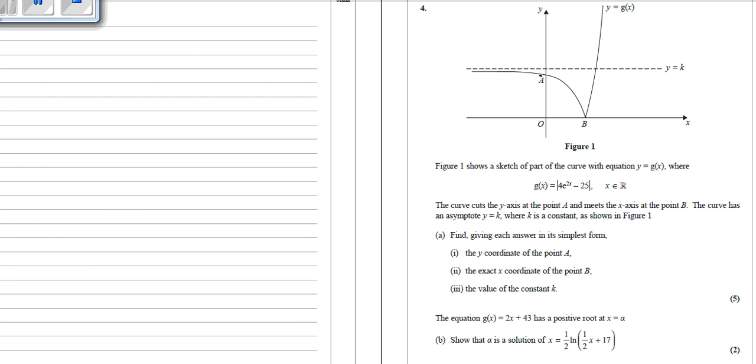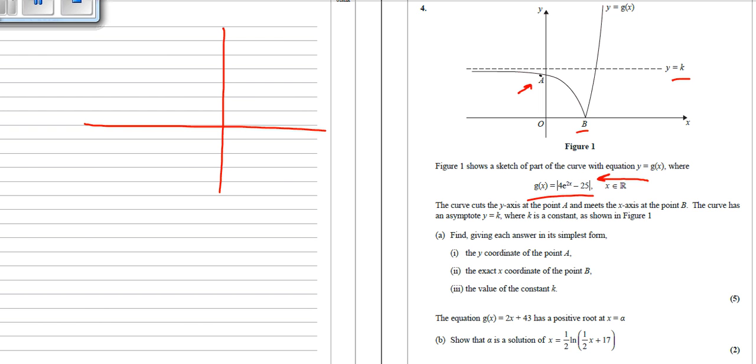Okay, in this video, if I don't make any mistakes, I'll be showing you how to do numerical methods as well as some graph sketching. Now here, on question A, we've been asked to find the coordinate A, coordinate B, and also the value of K there. And you're told that this graph, g of x, is this thing here. So let's see how we'd go about sketching this one.